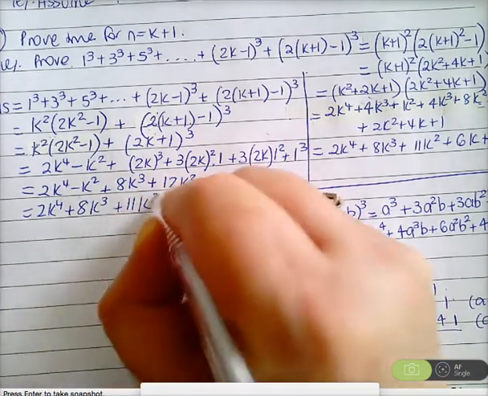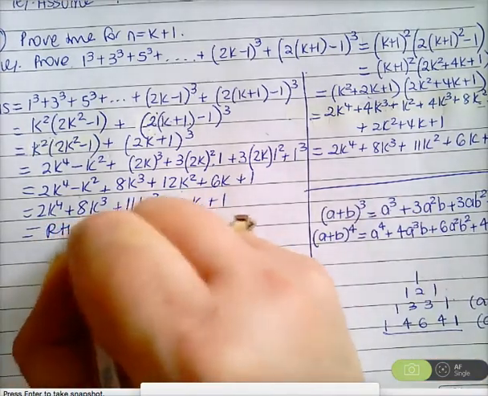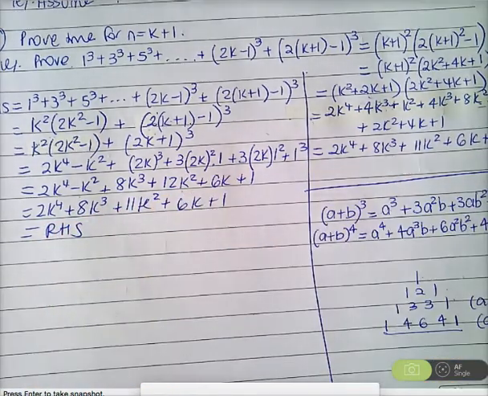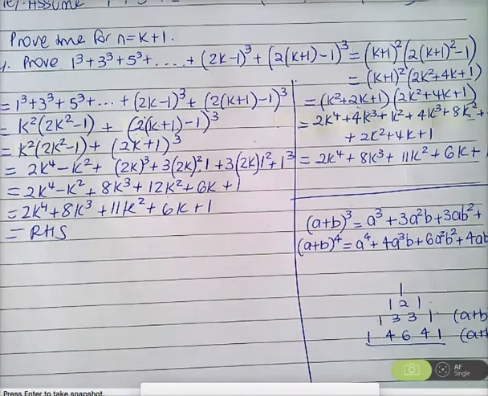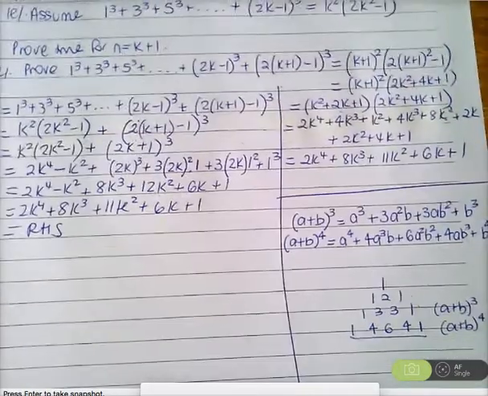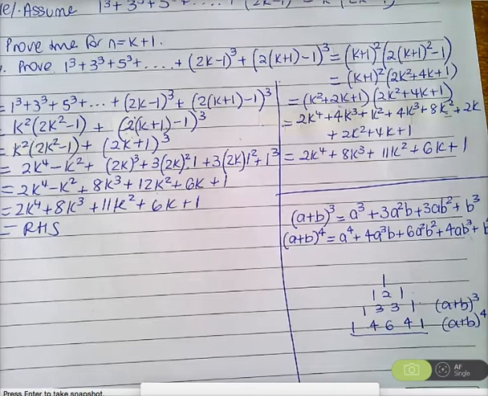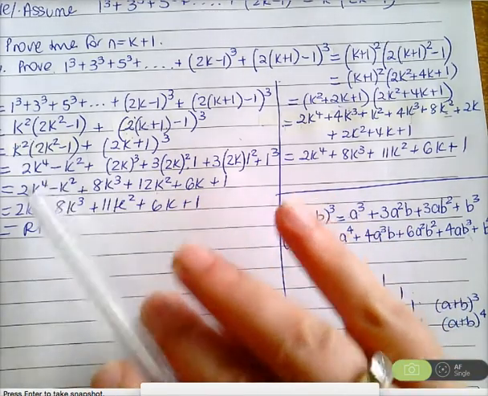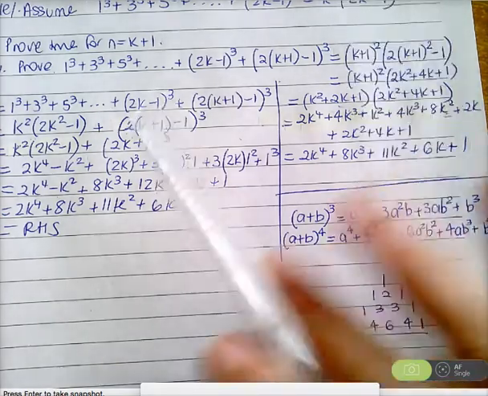It's all looking good. Plus 6k plus 1, which equals the right-hand side. Okay, so that's all we had to do there. You probably won't get one like this. They're not going to give you one where you just have to do this expansion. So you won't be needing to factorize quartic polynomials with the power of 4. They're not going to expect that.